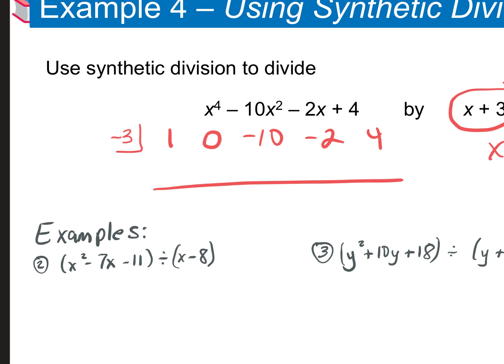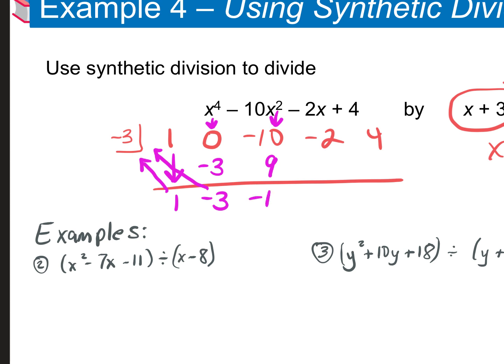You're going to bring down the first number, 1. Then we're going to multiply to the corner and add down. So I'm going to multiply. What's 1 times negative 3? Negative 3. And now we're going to add down. What's 0 plus negative 3? Negative 3. Now we're going to multiply to the corner. What's negative 3 times negative 3? 9. And now we're going to add down.